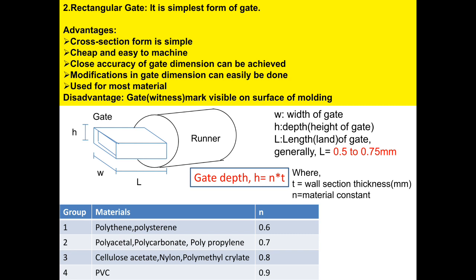So length of the gate is 0.5 to 0.75 mm. Height of the gate or depth of the gate can be found out. H for the particular material can be found out. H is equal to N into T. T is the wall section of the molding component, it is known to you from the part drawing. Material is known to you from the table. Material constant is known to you. You can find out height and L.